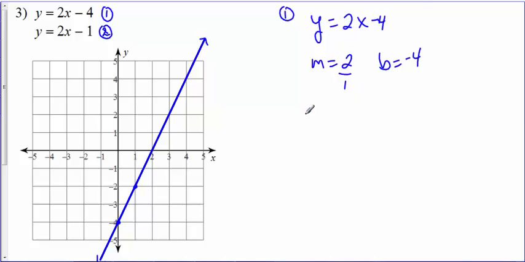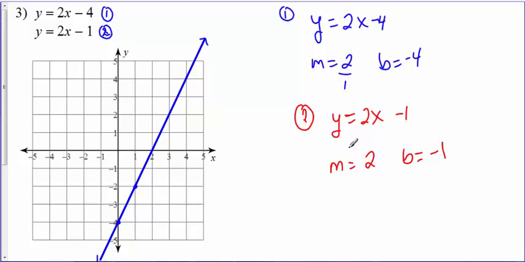All right. The second equation is y equals 2x minus 1. Now, we have to identify the slope and the y-intercept. The slope for equation 2 is 2, and the y-intercept is negative 1. What you might have picked up on by now is that the slope for the first one was 2, and the slope for the second one is 2.